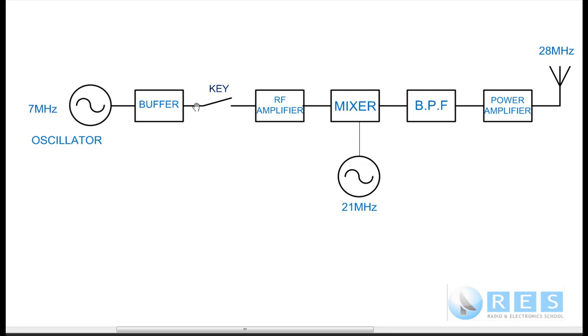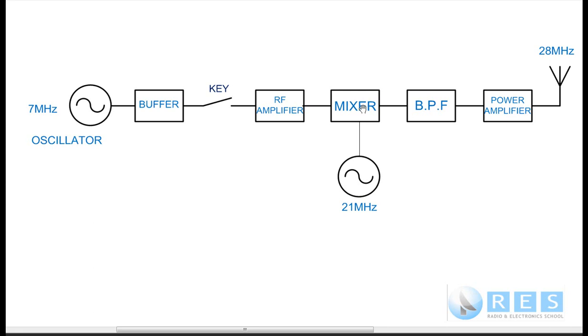So at this point here after the buffer, we've got a 7 megahertz signal, nice clean sine wave. The key turns that on and off. The RF amplifier simply amplifies our 7 megahertz. So at this point here, we've got a 7 megahertz signal that is being keyed on and off by the Morse code key. And we want to transmit on 28 megahertz, but at this point we're on 7 megahertz. So we are going to use a mixer and an oscillator to change frequency from 7 megahertz to 28 megahertz.